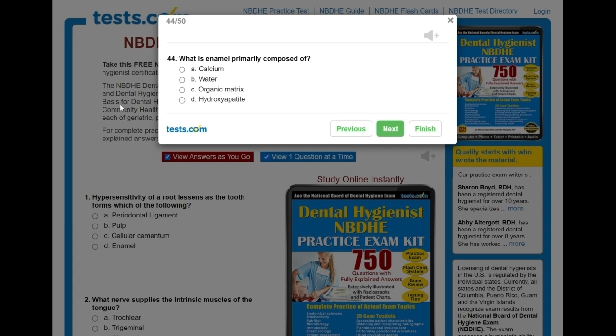Question 44. What is enamel primarily composed of? A. Calcium. B. Water. C. Organic matrix. D. Hydroxyapatite.